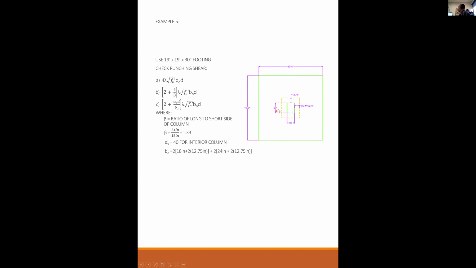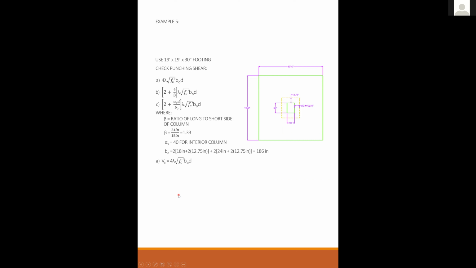And then I've got 2 long sides and 2 short sides. So that's times 2 times 2. So if I start here and I measure all the way around, I get 186 inches.